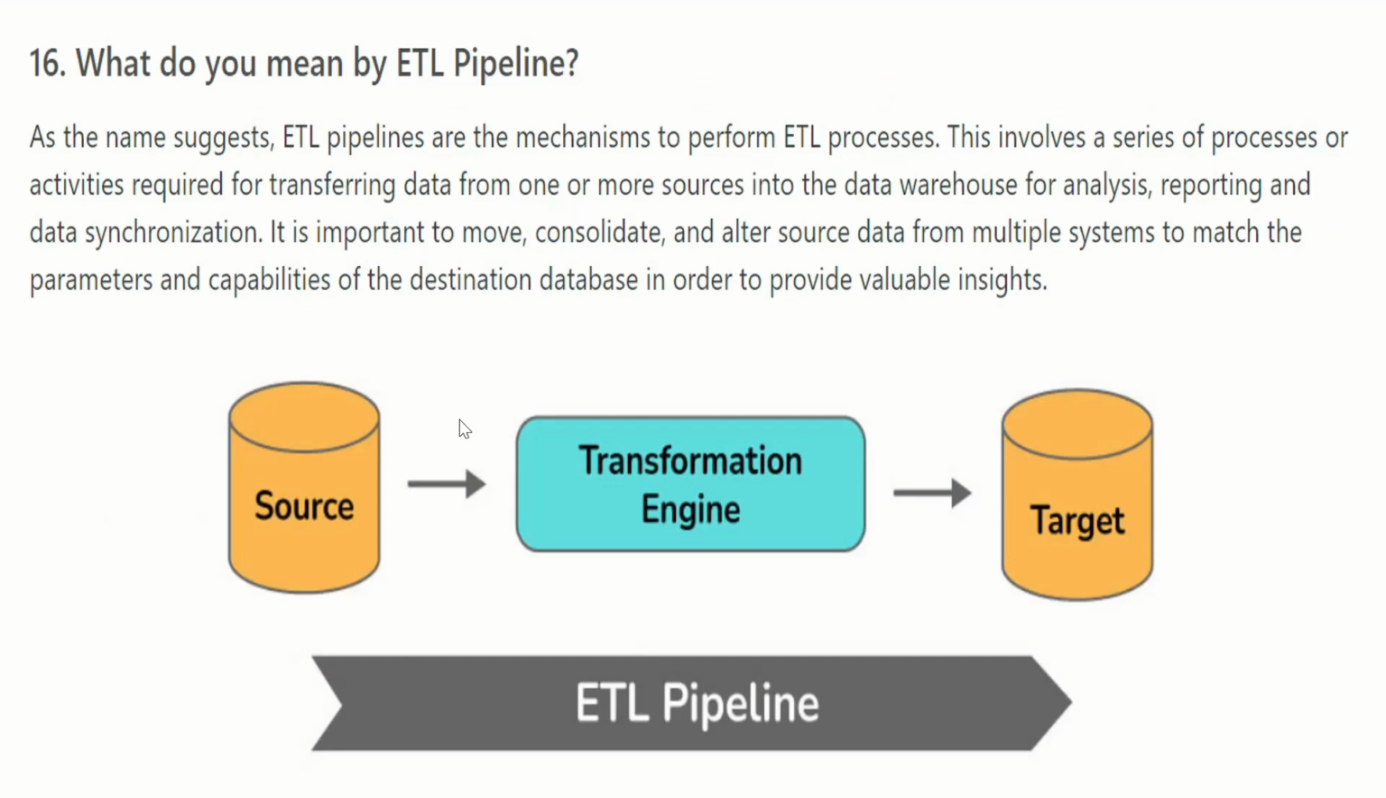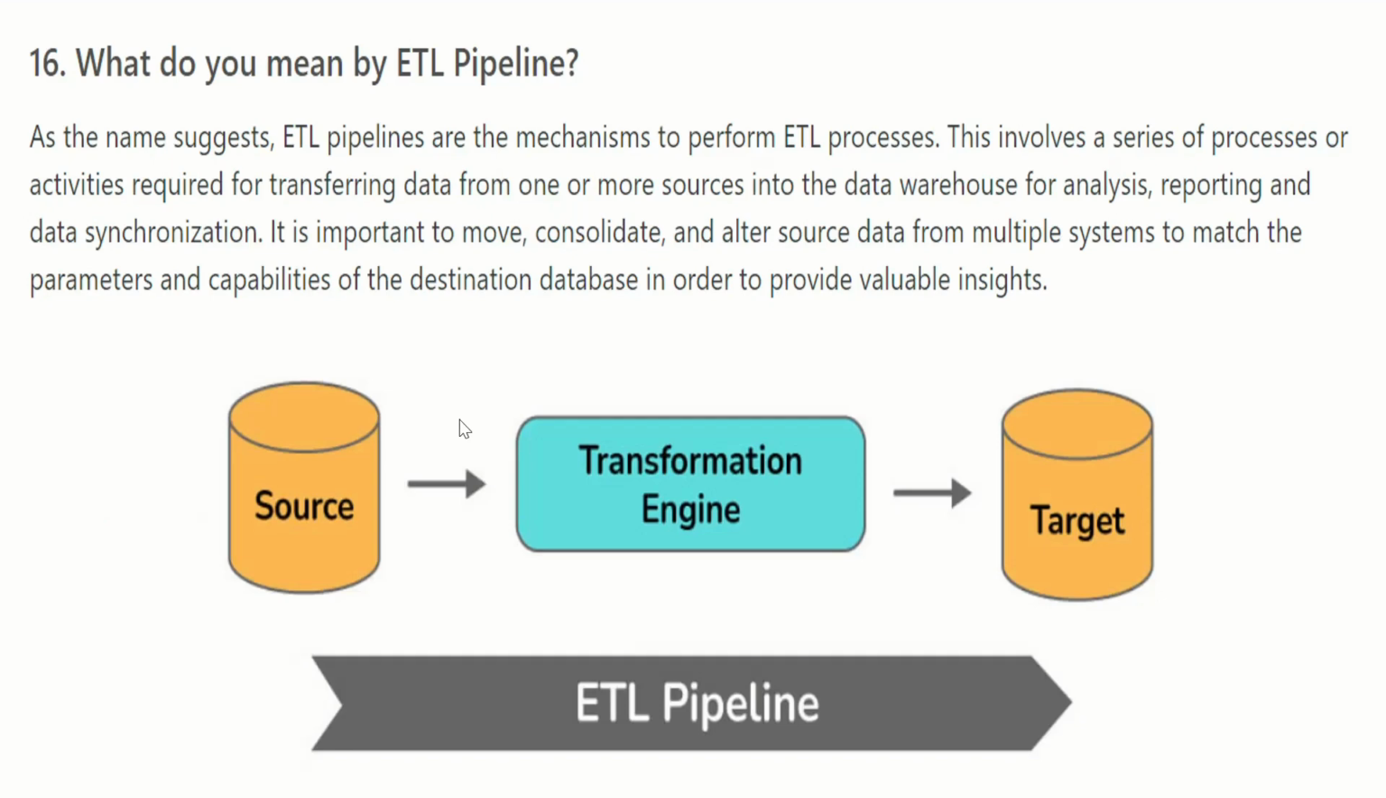As the name suggests, ETL pipelines are mechanisms to perform ETL processes. This involves a series of processes or activities required for transferring data from one or more sources into a data warehouse for analysis, reporting, and data synchronization. It is important to move, consolidate, and alter the source data from multiple systems to match the parameters and capabilities of the destination database in order to provide valuable insights.